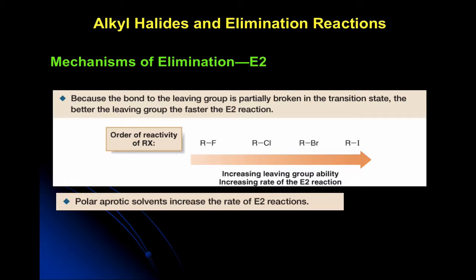Okay, so E2 eliminations are going to follow the leaving group trend. So the better the leaving group, the faster the reaction. And polar aprotic solvents increase the rate of E2 reactions, just like they increase the rate of SN2 reactions. So there's a lot of relationships between SN2 and E2. The difference is the product that you get. In an SN2 reaction, you're going to get a substitution product. So whatever the nucleophile is, that's what's going to be on your organic molecule. In an E2 reaction, you're going to get an alkene.